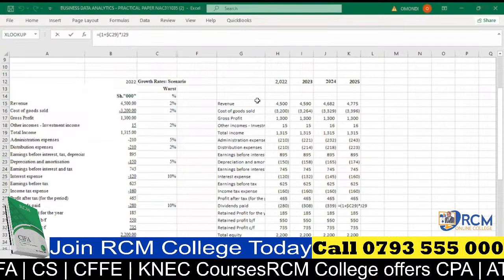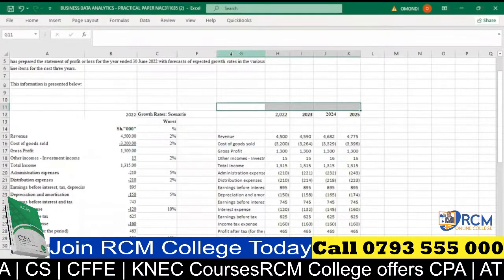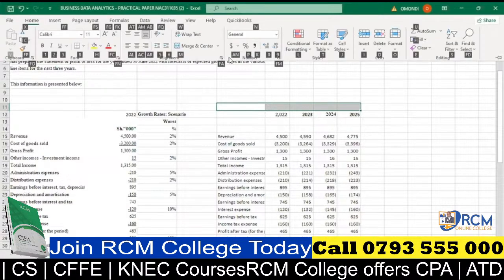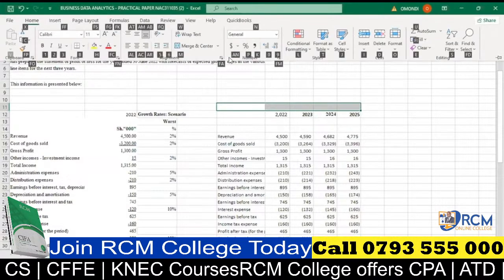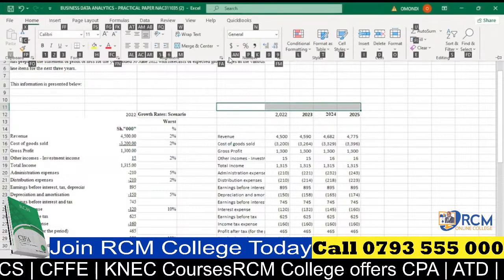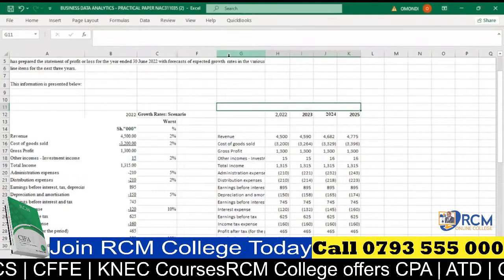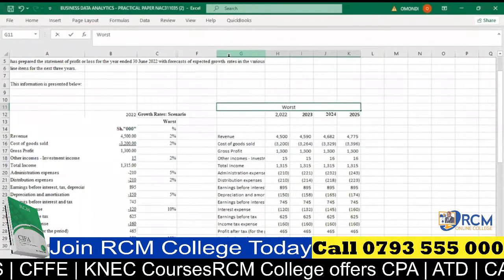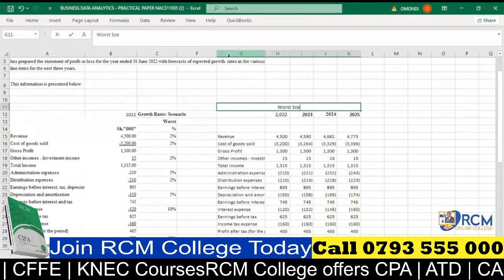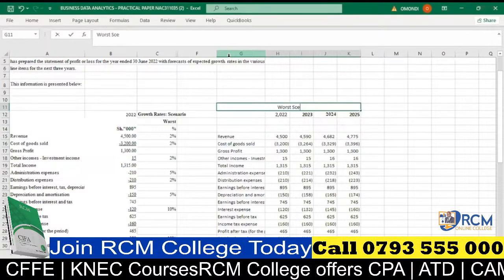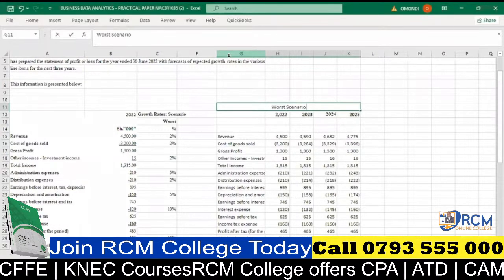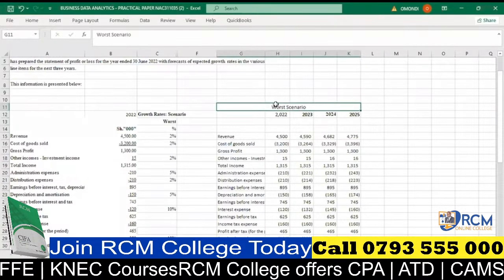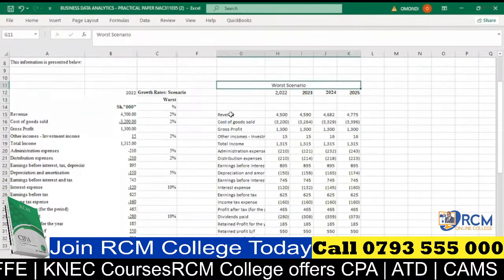For which scenario? Remember, this one here was for the worst scenario. So I indicate that it is the worst scenario. So that is how I calculate everything there.